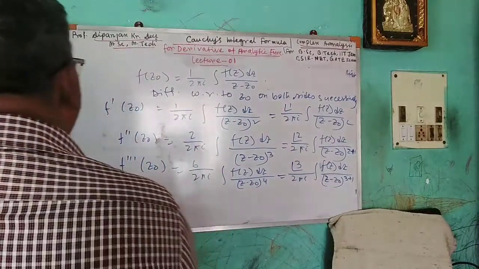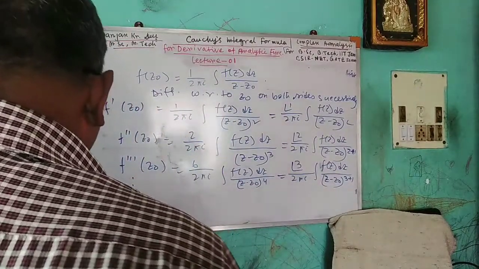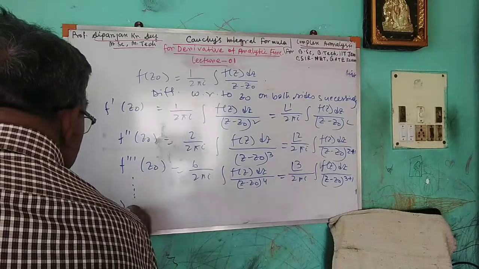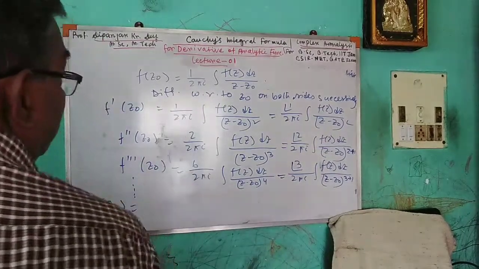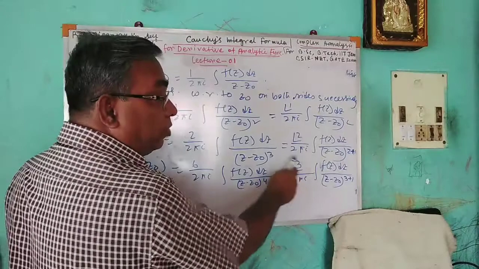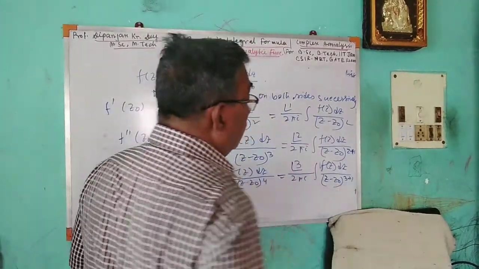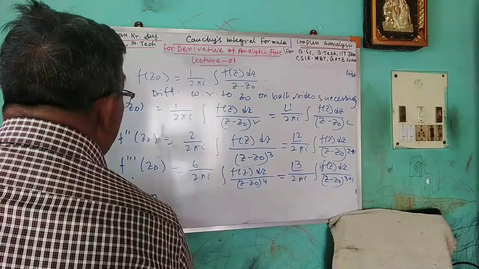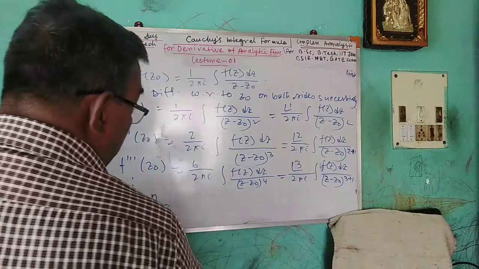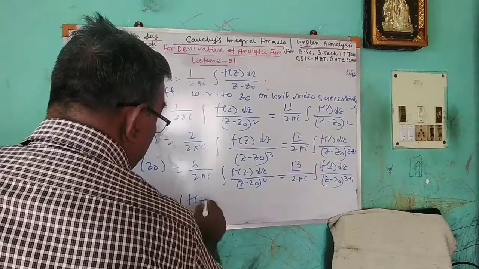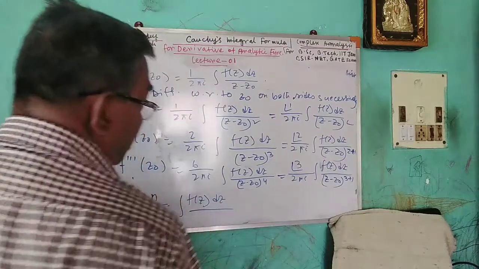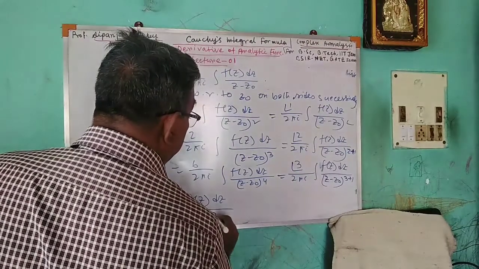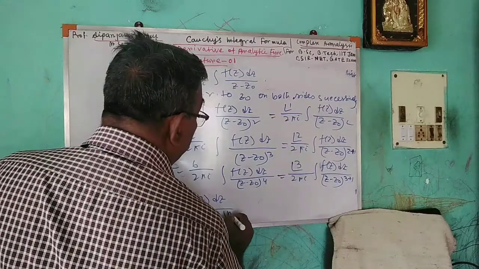Now if we go this way, then what is f^n(z0)? When it is differentiated 3 times, you get factorial 3 here, and here 3 plus 1. When it is differentiated n times, this will be factorial n by 2 pi I, then integration f of z dz by (z minus z0) whole to the power n plus 1.